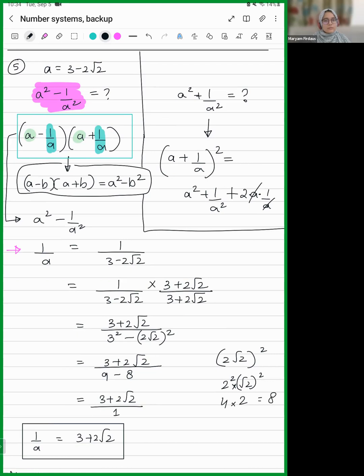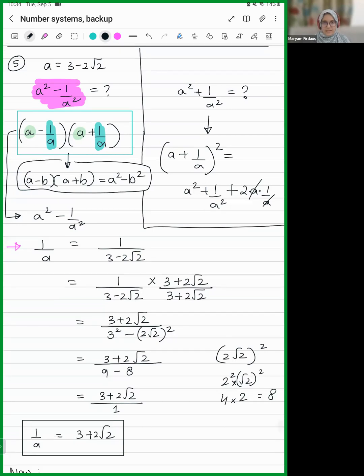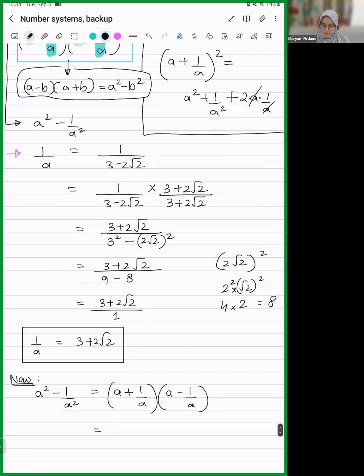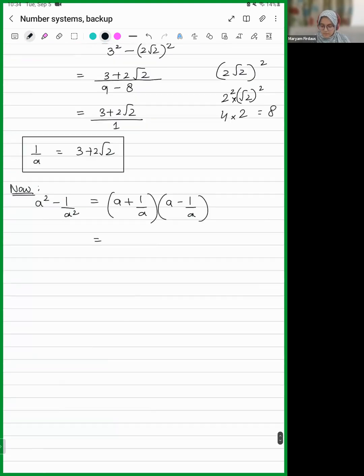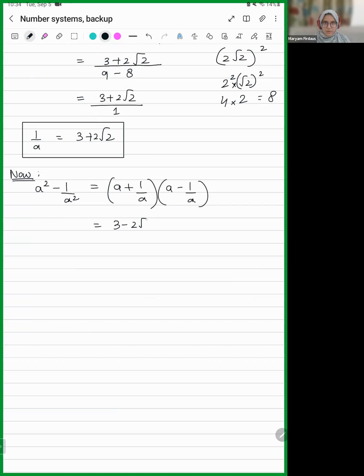3 minus 2 root 2. Why am I not able to hear you guys? Okay, fine. Avni, can you please try saying something because I can't hear you? Ma'am, can you hear me? Okay, I'm not able to hear you. Something might be wrong on my end. 3 minus 2 root 2. Let me start.